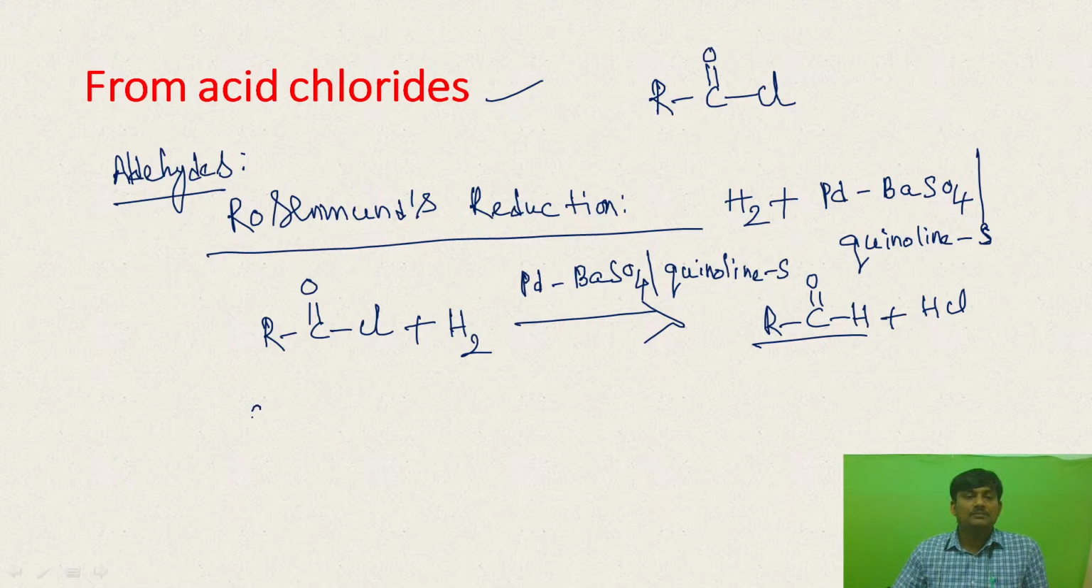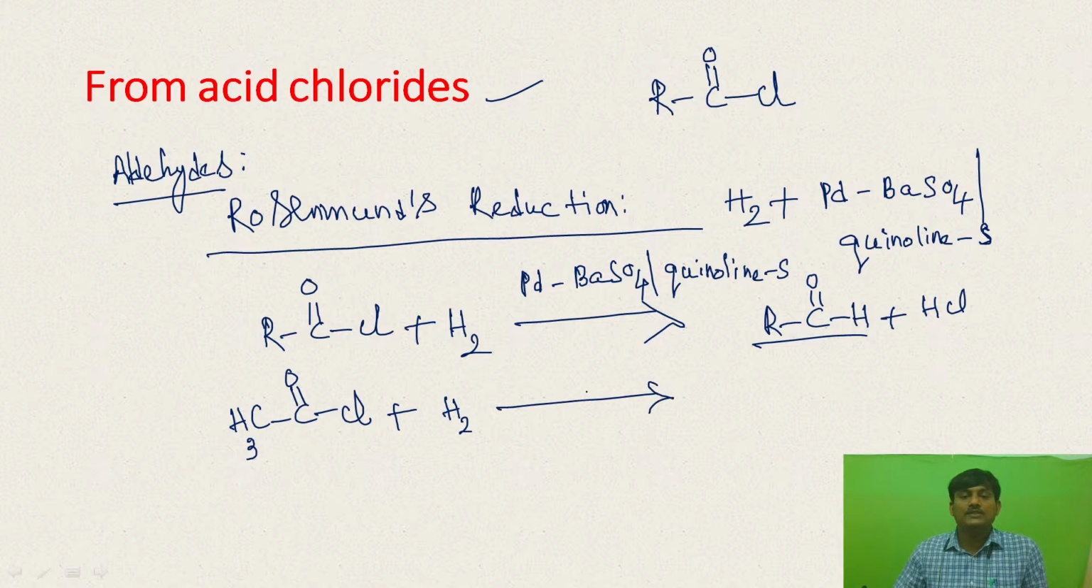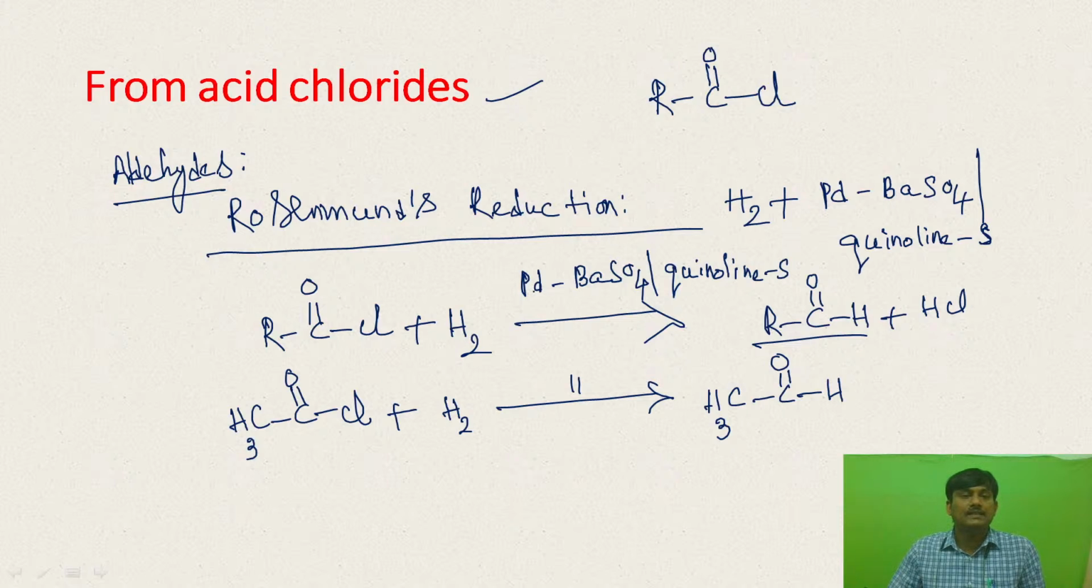Let's take a simple acyl chloride. Let us take CH3COCl. When you treat with a hydrogen molecule in presence of Rosenmund catalyst, there is a formation of acetaldehyde, CH3 C double bond O H. Formaldehyde cannot be prepared by using Rosenmund's reduction reaction. We can prepare other higher aldehydes by using Rosenmund's reduction.